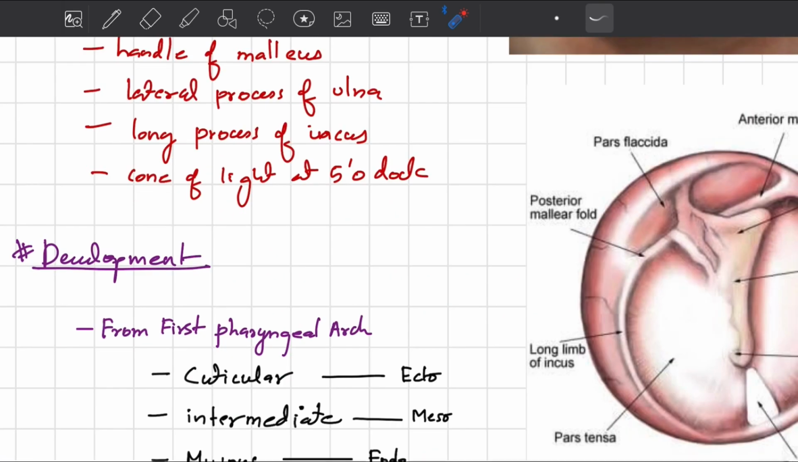Coming to the development of the tympanic membrane, it is from the first pharyngeal arch. We have said that the tympanic membrane consists of three layers, of which the outermost layer, the cuticular layer, develops from the ectoderm, the intermediate layer, the fibrous layer, develops from the mesoderm, and the innermost layer, the mucous layer, develops from the endoderm.